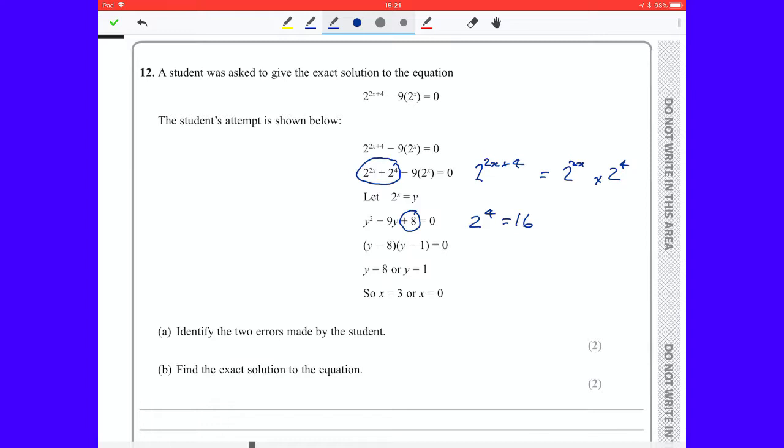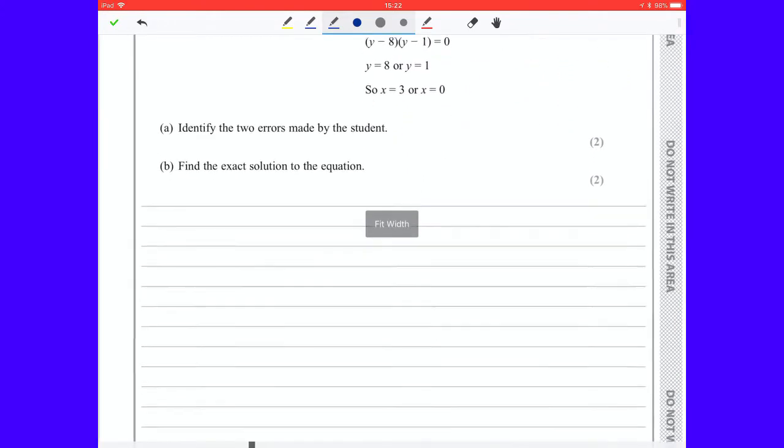So having made that first error, the student should have said y squared minus 9y plus 16 is equal to 0. So I'll say 2 to the 4 is 16, not 8. And then we have to move on and find the exact solution to this equation.